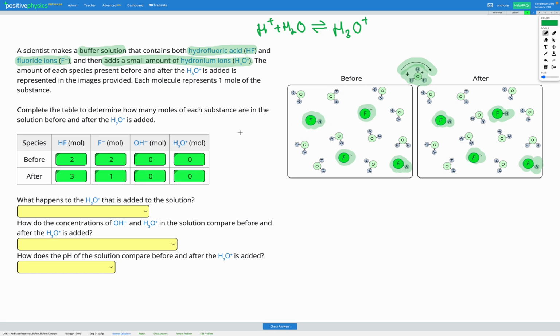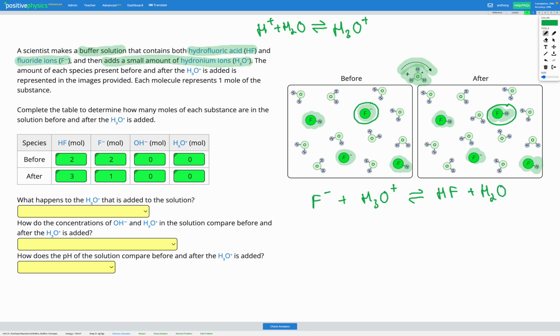So this time, we started off with 2 HF and 2 F minus. One of the F minus must have been converted into HF. So this time we had F minus, which in our image would be this one here, getting converted into HF. So F minus reacted with H3O plus to form HF and an H2O.